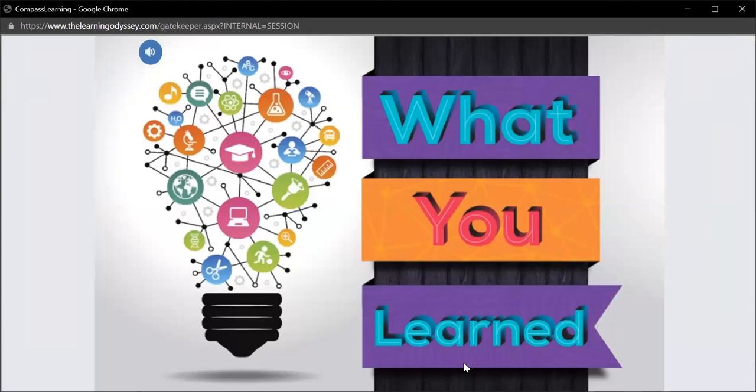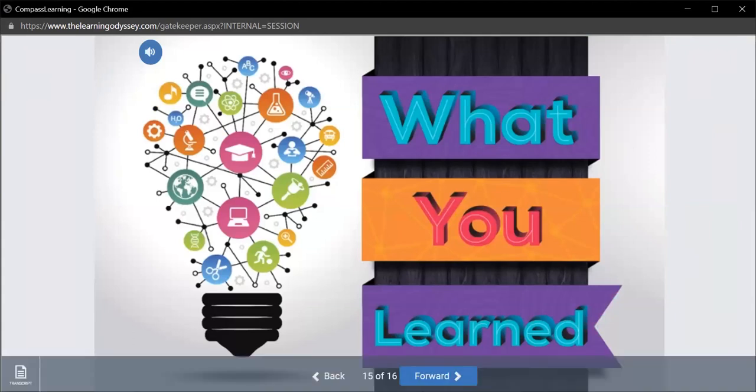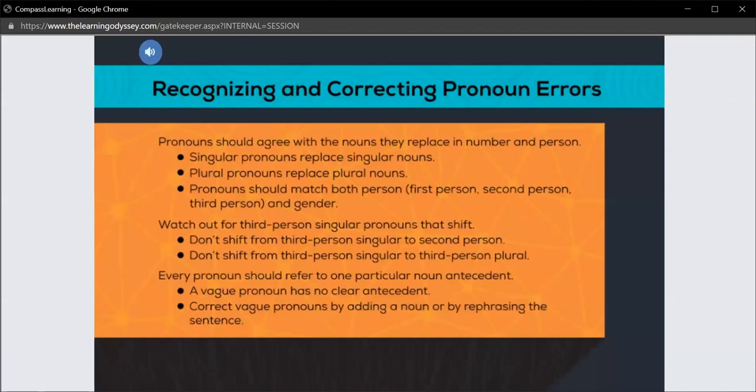Now you got it. Let's take another look at what you learned about pronouns in this lesson. Pronouns should agree with the nouns they replace in number and in person. Singular pronouns should replace singular nouns. Plural pronouns should replace plural nouns. And always make sure that personal pronouns match the first, second, and third person nouns they replace.